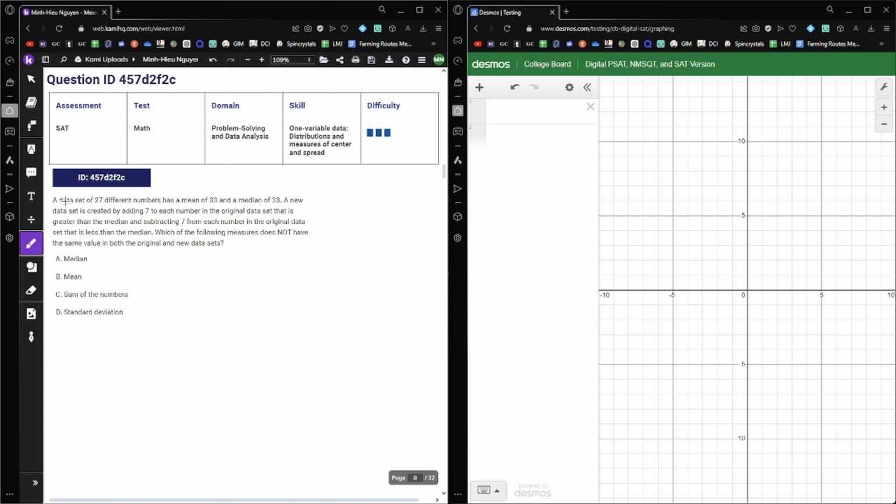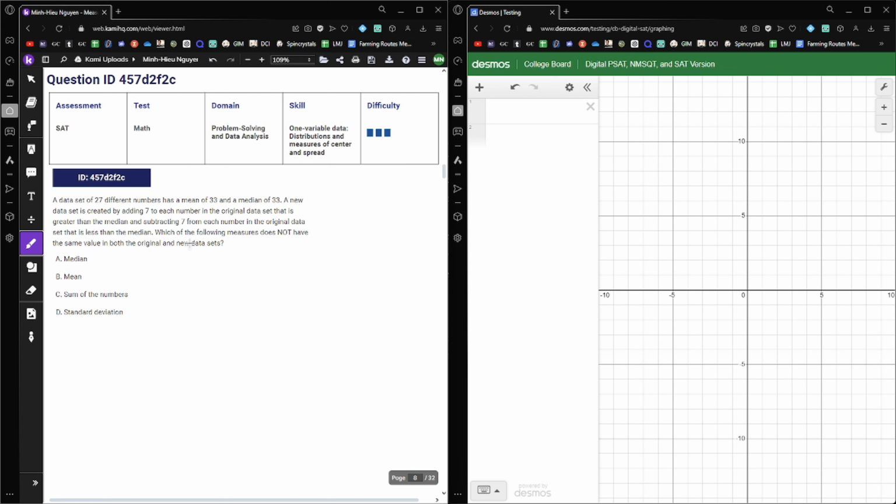Question number 8. A dataset of 27 different numbers has a mean of 33 and a median of 33. A new dataset is created by adding 7 to each number in the original dataset that is greater than the median and subtracting 7 from each number in the original dataset that is less than the median. Which of the following measures does not have the same value in both the original and new datasets?